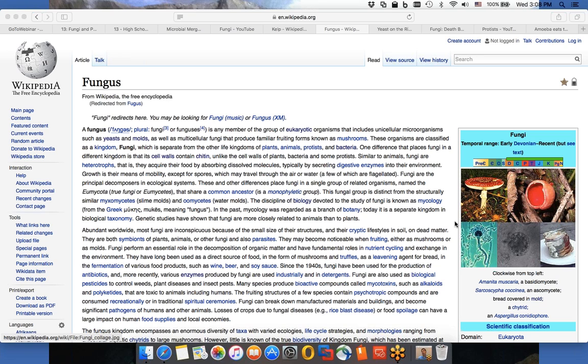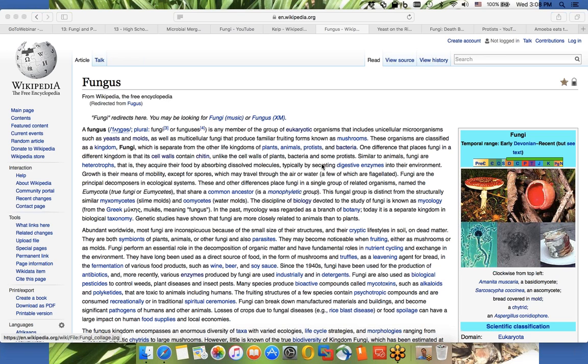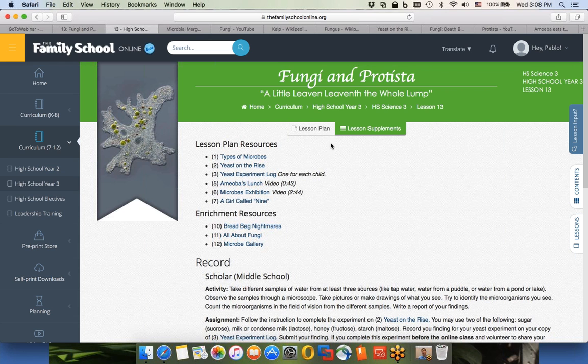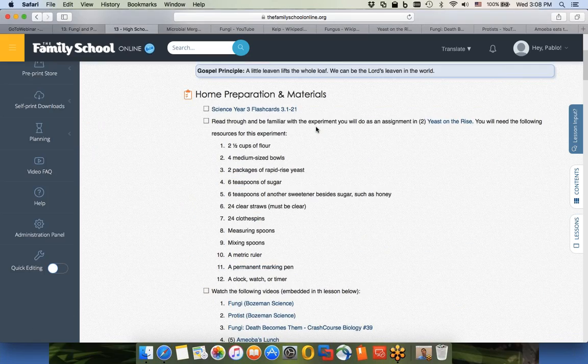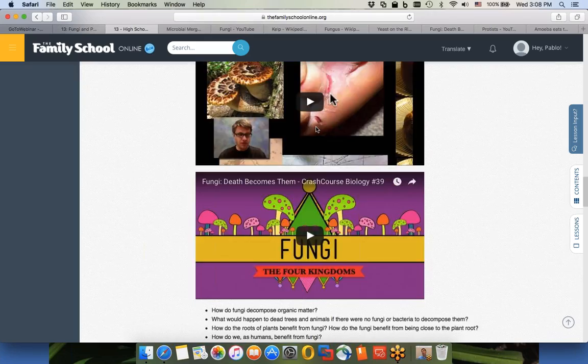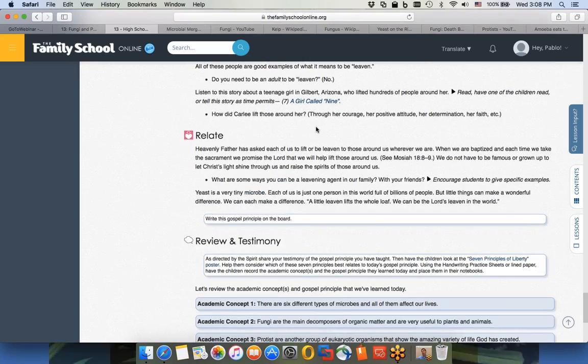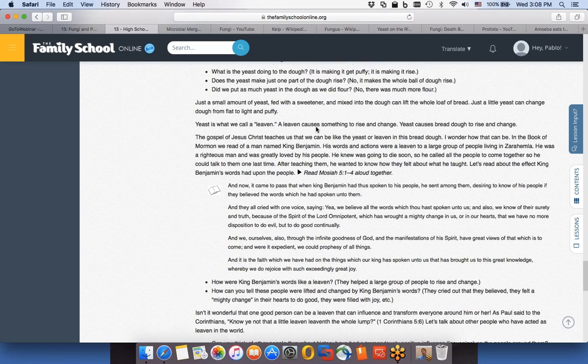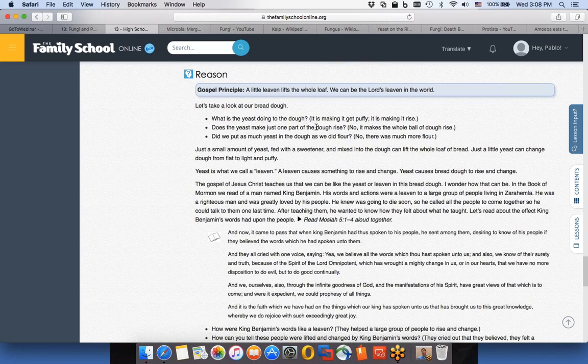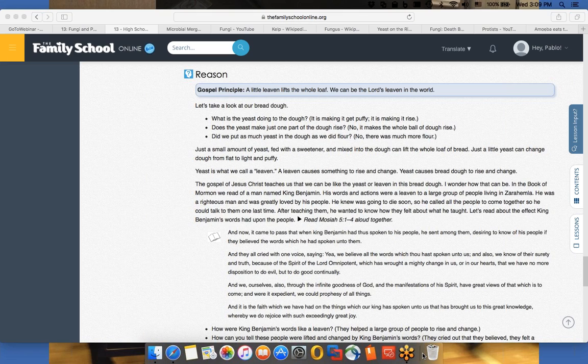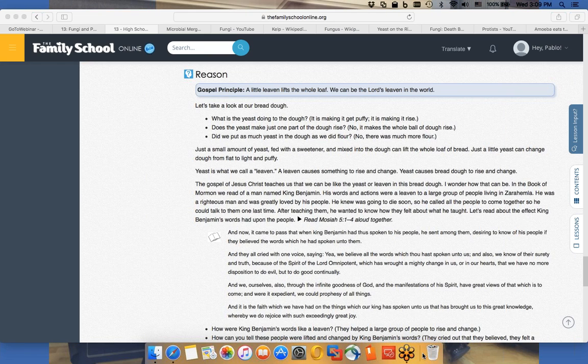Thank you, Connor. So the gospel principle is about how a little leaven lifts the whole loaf, and we can be the Lord's leaven in the world. So just what we were talking about, how yeast makes bread dough get puffy and rise. Just like that, we can have a positive influence on those around us and help to lift them up. And it gives the example of King Benjamin and how he was talking to the people in Zarahemla, and his words caused the people to have a mighty change in their heart and to want to do what's right.